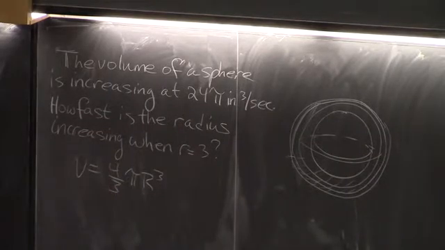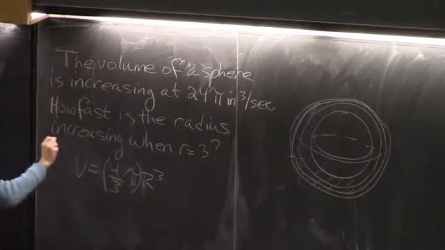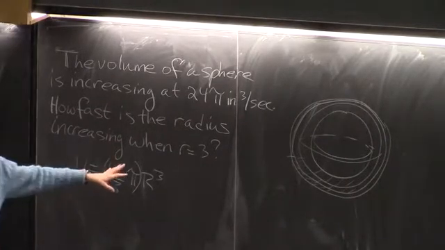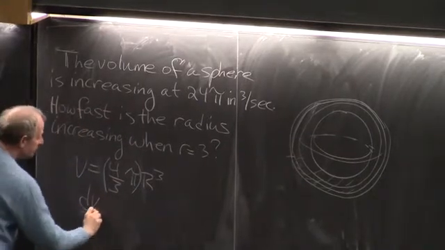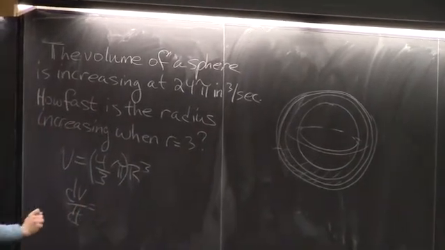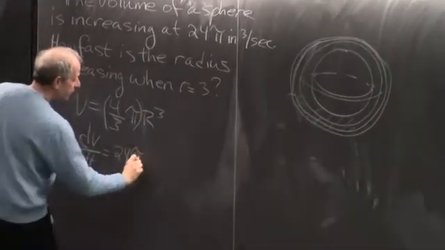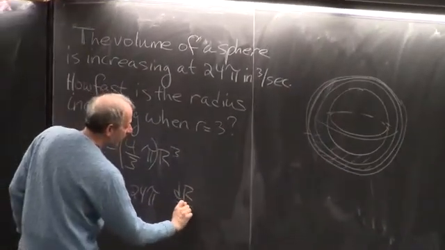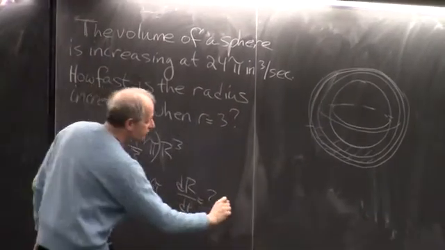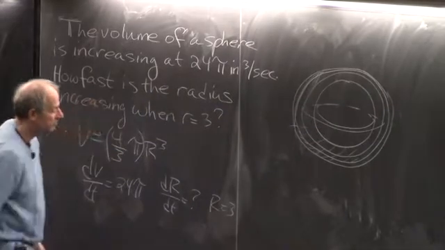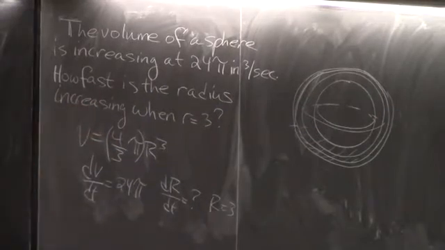Okay? And don't let the 4/3 pi scare you. That's just a number. Okay? It's about 4.1. So this is just a constant, something r cubed. So I want to know how fast it's changing, and I know that the volume dV/dt is increasing at 24 pi. I want to know how fast is the radius increasing when r is 3. I shifted from lowercase to uppercase, but whatever. Okay?